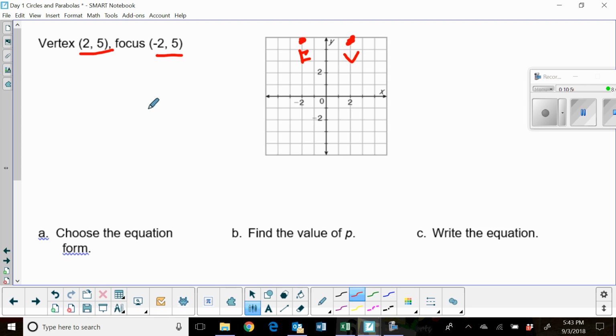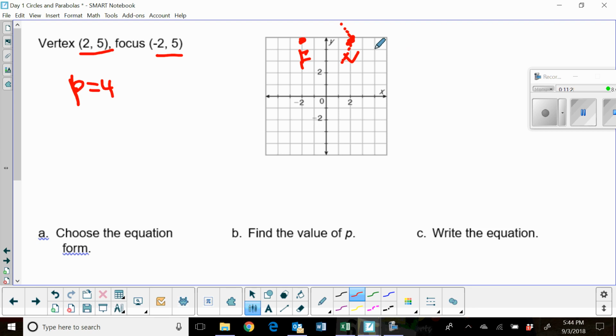Now, we can write an equation for this, right? We know at this point that our parabola must face to the left because our focus is always inside the curve. We can also figure out what the distance P is. We can count from the vertex over to the focus: 1, 2, 3, 4. So P is equal to 4.